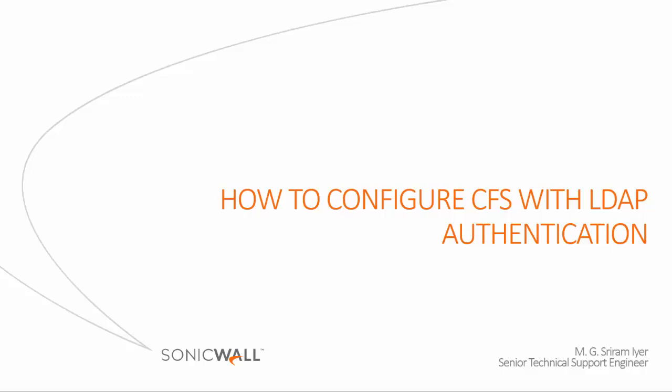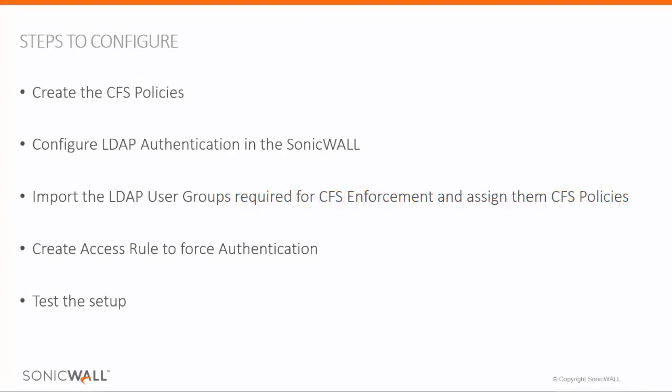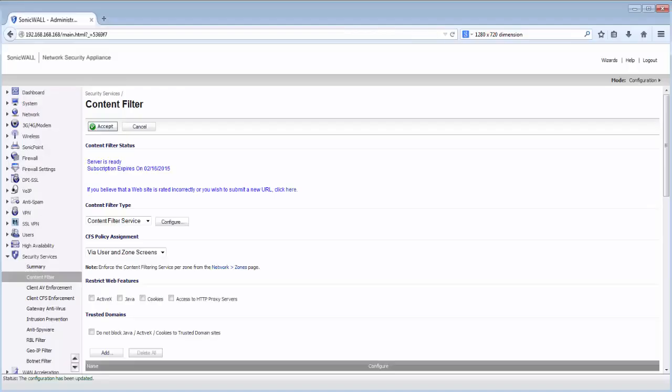In this video, I'm going to show you how to configure CFS with LDAP Authentication. The steps to configure this setup are: create the CFS policies, configure LDAP Authentication settings in the Sonicwall, import the LDAP user groups required for CFS enforcement and assign them CFS policies, create access rule to force authentication, test the setup.